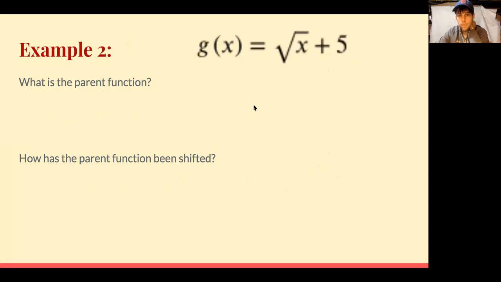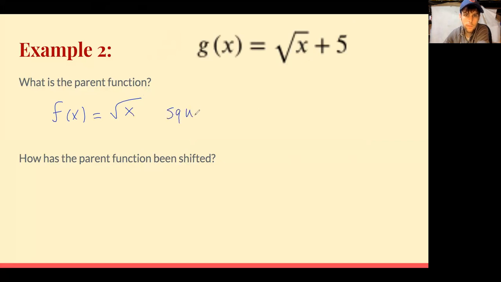Okay, let's go ahead and take a look at the next one. So this one here, as I'm looking at it, we can see that we have a square root function. G of x is equal to the square root of x plus 5. So our parent function would be our basic square root function.